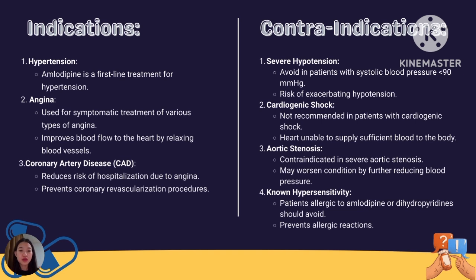And now moves to contraindications. Amlodipine is contraindicated in patients with severe hypotension, especially systolic blood pressure less than 90 millimeters of mercury, due to the risk of exacerbating the condition. And the second one is cardiogenic shock. The drug should not be used in patients experiencing cardiogenic shock, where the heart is unable to supply sufficient blood to the body. And the third one is aortic stenosis.